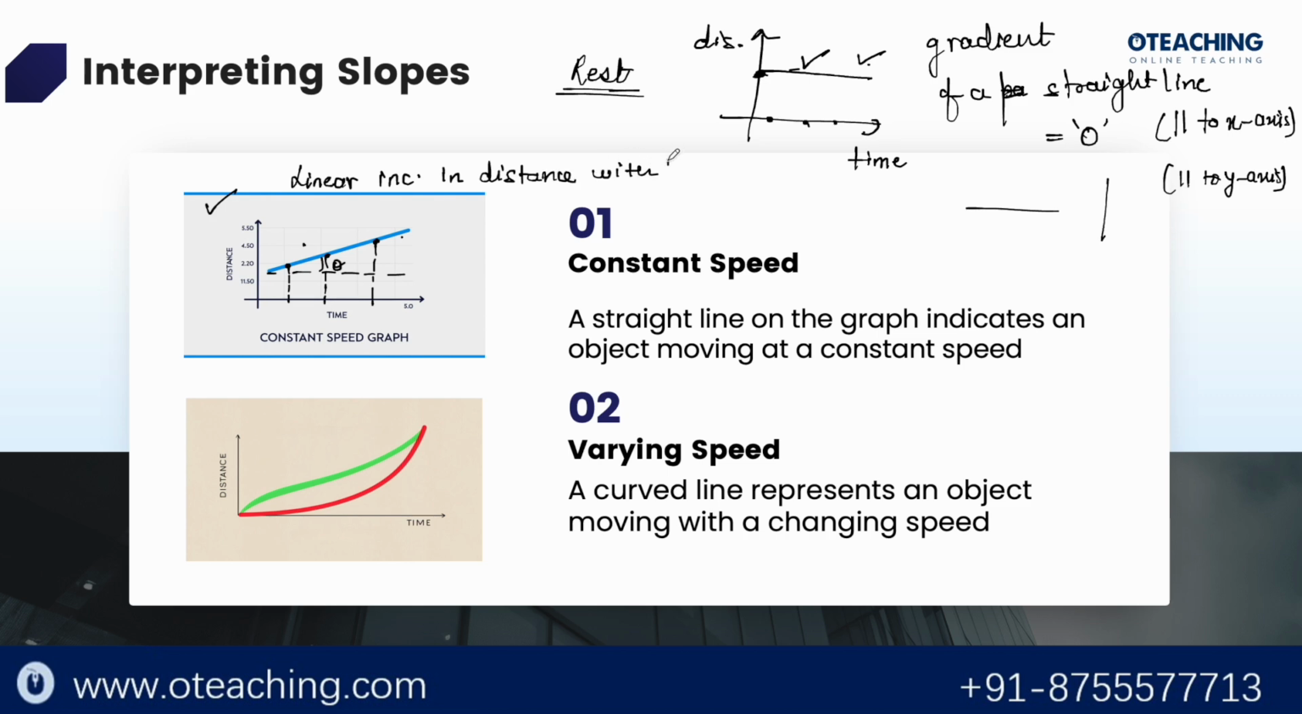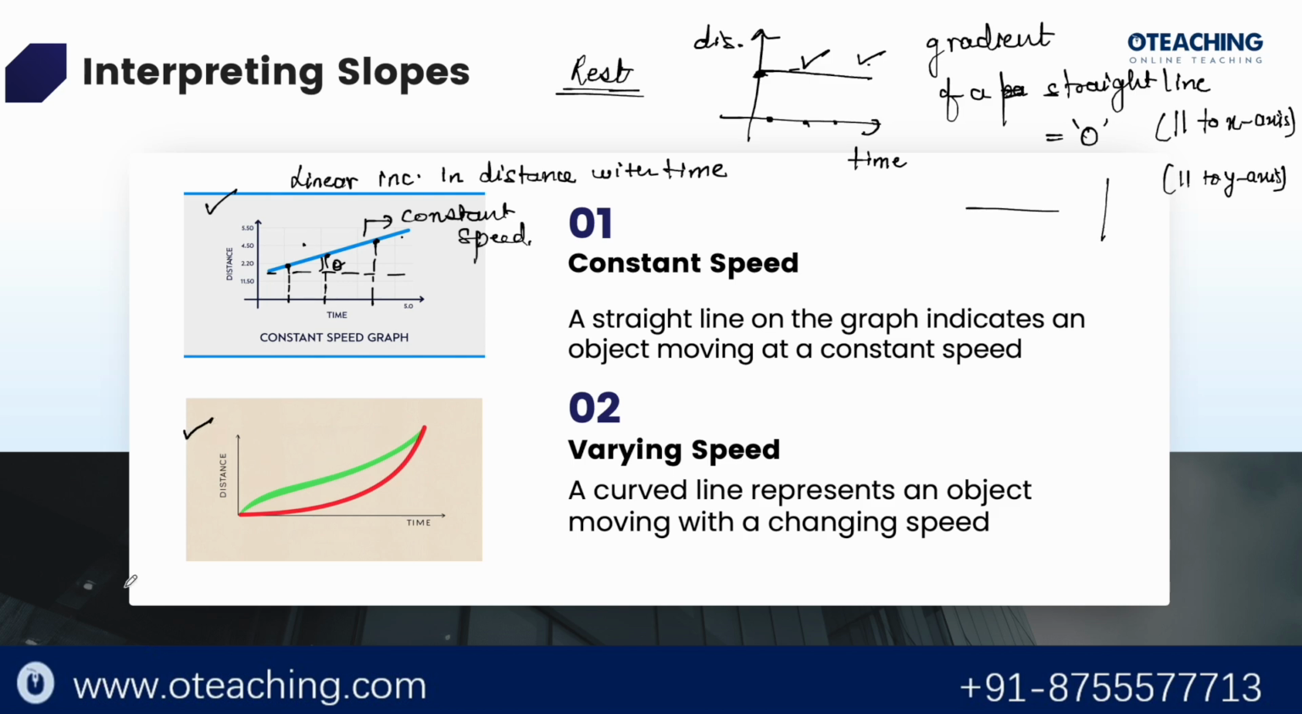Okay. So what does the gradient here mean? The gradient will give you the speed, and because it is a slant line giving you a constant value, it would therefore have a constant speed. So the gradient here will give you the speed, and this kind of graph shows you that the object is moving in a straight line with a constant speed.